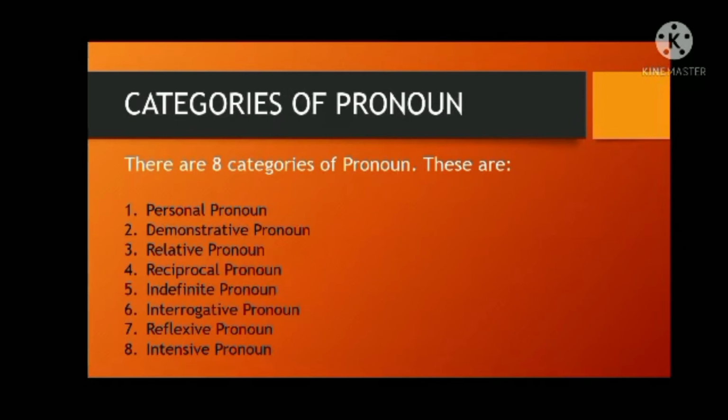These are number 1, personal pronoun. Number 2, demonstrative pronoun. Number 3, relative pronoun. Number 4, reciprocal pronoun. Number 5, indefinite pronoun. Number 6, interrogative pronoun. Number 7, reflexive pronoun. And number 8, last one, is intensive pronoun.